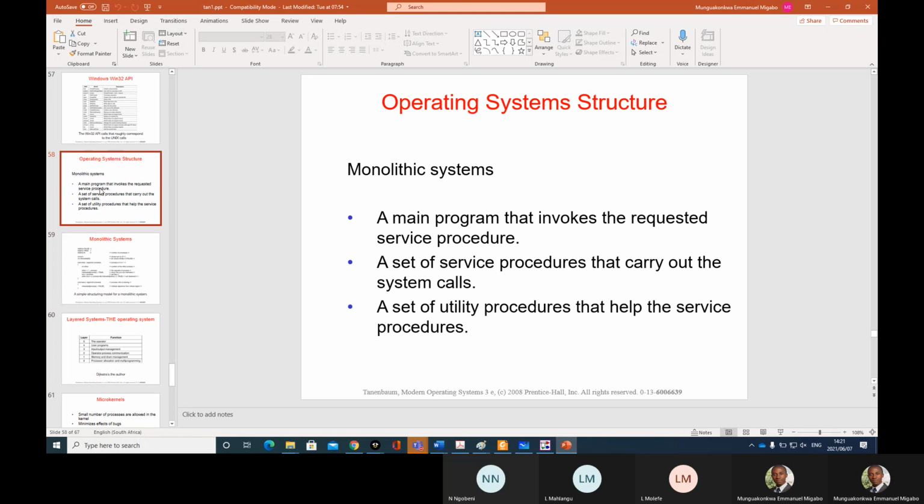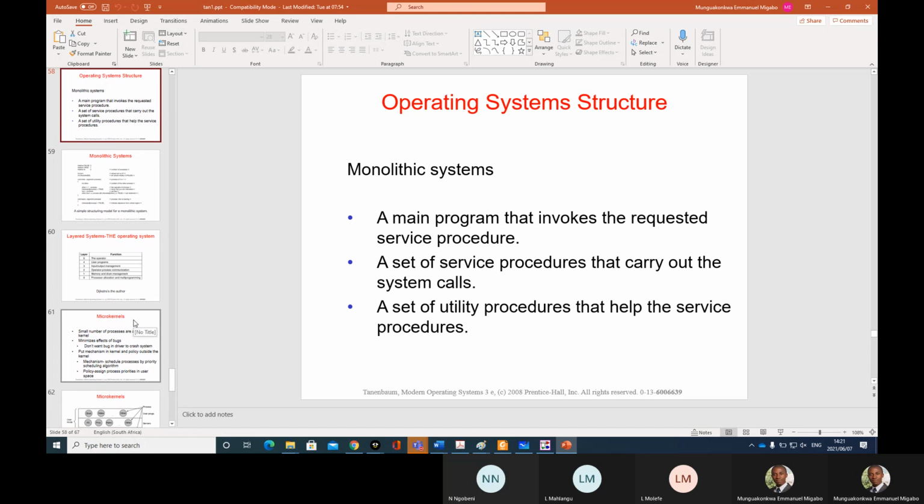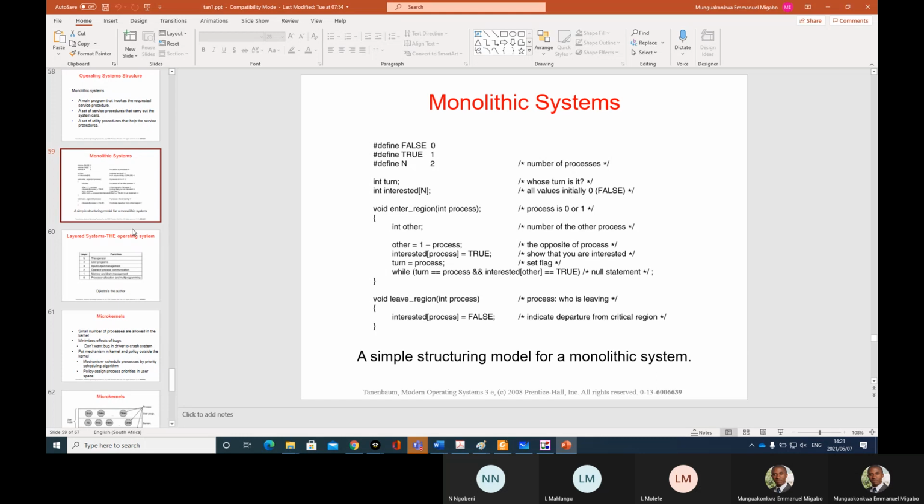Anyone? Anyone want to try? And why? The enter region and the leave region.